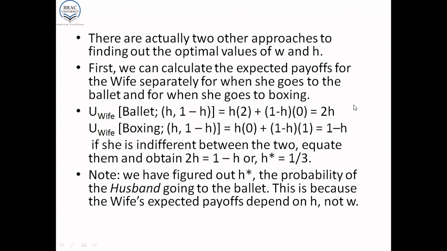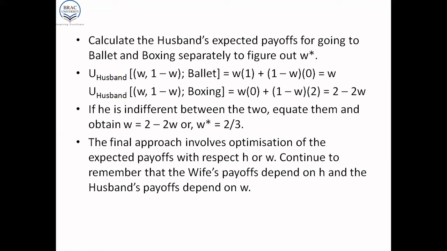If the wife is indifferent between the two strategies, boxing and ballet, you equate the two values. So you get 2H is equal to 1 minus H, or H star, your equilibrium value of H, is equal to 1/3. So what have we figured out? We have figured out H star. That is the probability of the husband going to the ballet. This is because the wife's expected payoffs depend on H and not W.